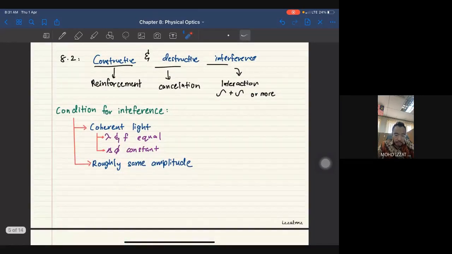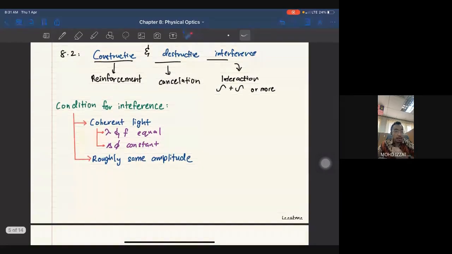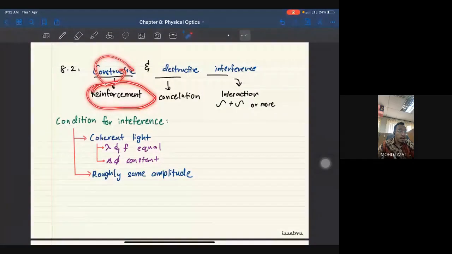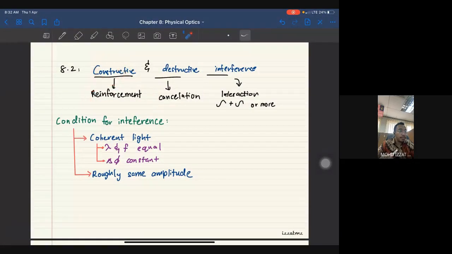Okay, 8.2 is about interference. How does the interference actually occurs? So based on the name itself, we have constructive, destructive interference. If you want to take the definition for each of these terms, constructive is basically reinforcement. Okay, constructive interference means reinforcement of two amplitude. Amplitude tu dia reinforce, dia jadi more, dia increase. Destructive is cancellation of the amplitude. So the magnitude of the wave actually cancel each other. So dia jadi destructive lah. This one I think you already learn in school pun. So I think you get the ideas. This is just some basics.